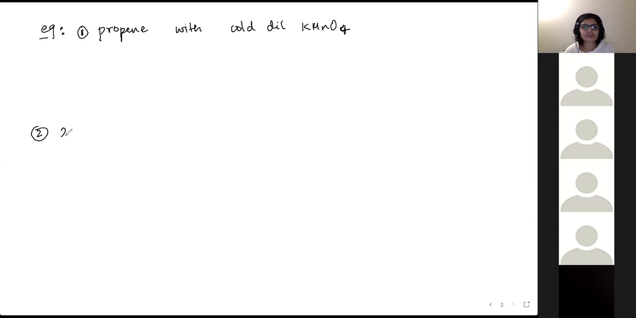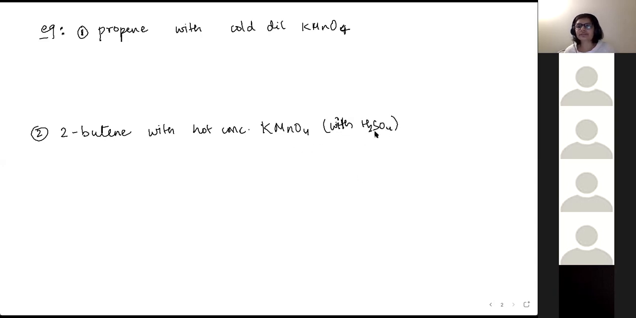Okay. Then what product do you get on oxidation of, this is a good one, 2-butene with hot concentrated KMnO4 in the presence of a few drops of H2SO4. Here H2SO4 is just for hydrogen, no? Yeah, acidified medium. So you're using sulfuric acid to create the acidified medium.